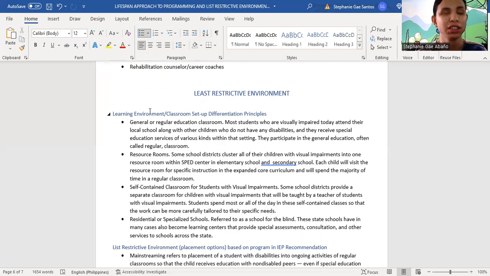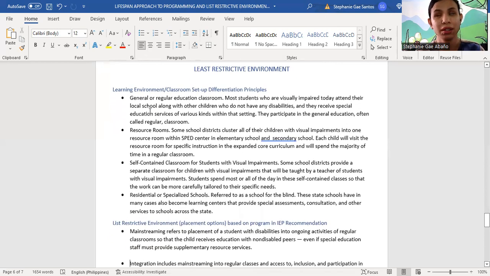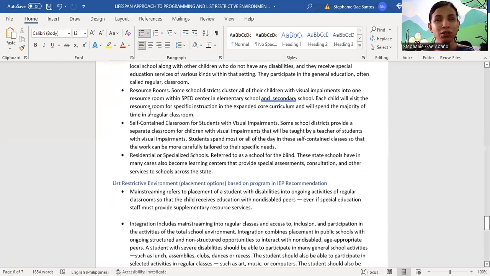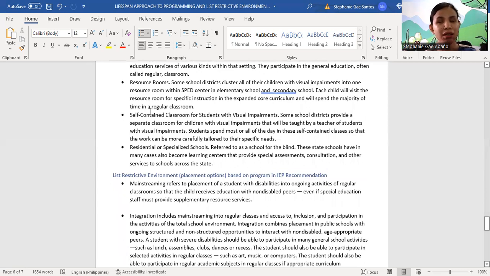So the child can receive the instruction most of the time, Monday to Friday, through his general education teacher, enjoying the opportunities, academic tasks, and performance tasks with his or her sighted peers. And we have integration, which includes mainstreaming into regular classes and access to inclusion and participation in the activities of the total school environment. It means that integration combines placement in public schools with ongoing structured and non-structured opportunities to interact with non-disabled, age-appropriate peers.